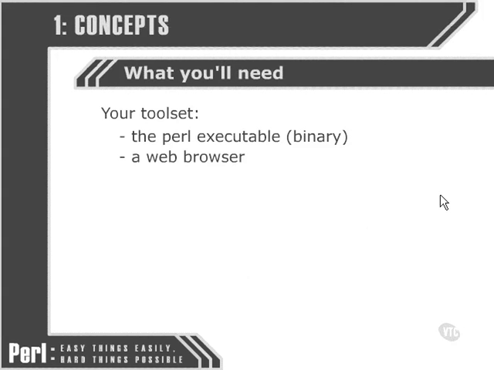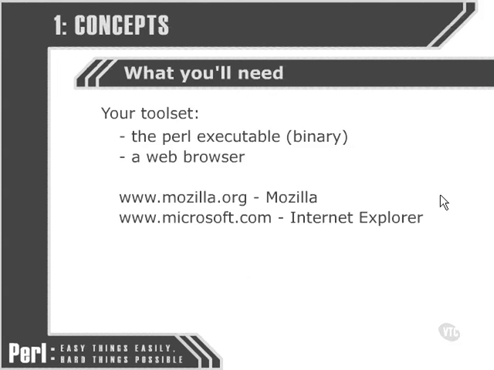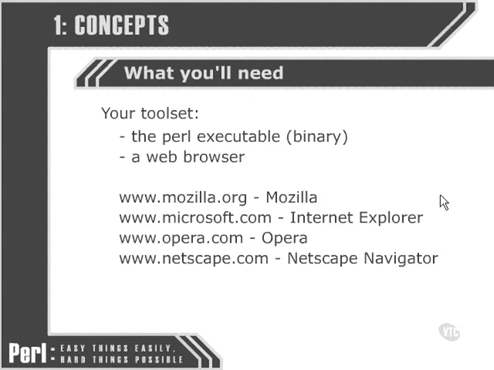Some options in this regard are Mozilla, which is an open source browser, Microsoft's Internet Explorer, again available for free although not open source. If you're running Windows, you probably have Internet Explorer installed already, and you can pick up the latest version at microsoft.com. Opera is a very fast and standards-based web browser, and it's not a free product, but there is an evaluation version which you can use and download from opera.com. If you prefer, you can also use Netscape Navigator.